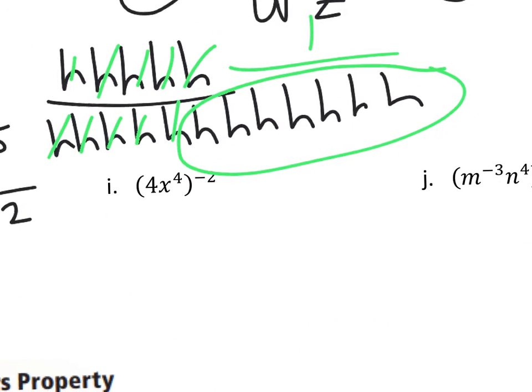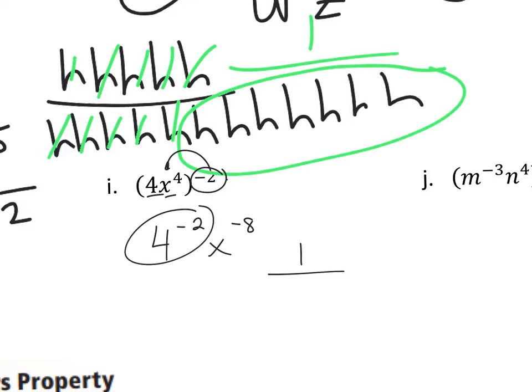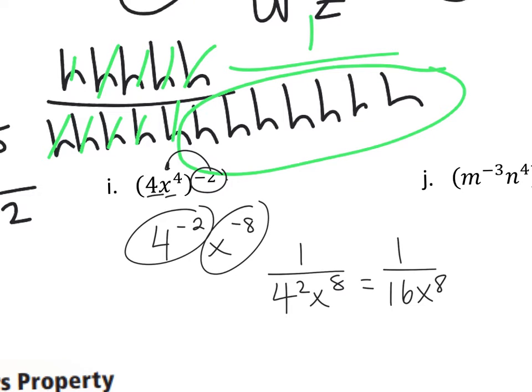Okay, I want to distribute this negative 2 to each term, or each part inside here. So it's 4 to the negative 2 times x to the negative 8. Again, if it has a negative exponent, I'm going to move it and lose the negative. So I'm going to move both of these to the bottom as 4 squared. This will be x to the 8th. So I want to simplify this as 1 over 16x to the 8th.